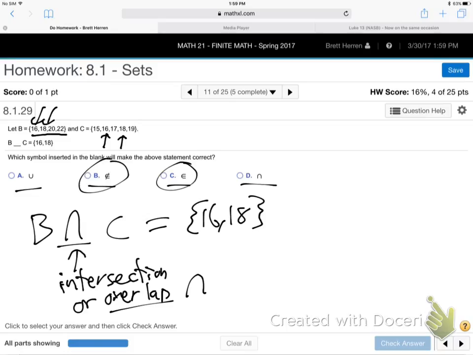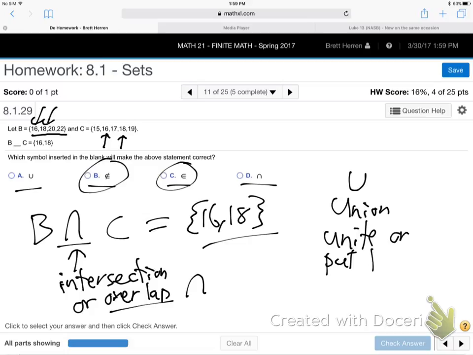That'd be like if say Monique and Michael were in this class and they had an English 1A class together, right? And so you guys would be the overlap in both collections. That's what we're doing. We're saying who's in both sets? Well, 16 and 18 are in both B and in C. So they're the overlap. The other symbol, the U, which they're going to ask us in a minute, stands for union. That means unite or put together both sets.